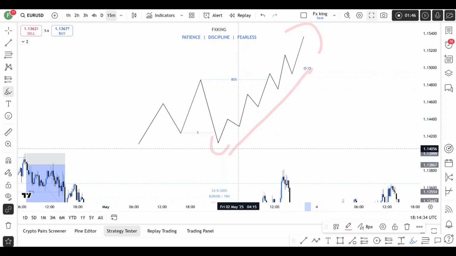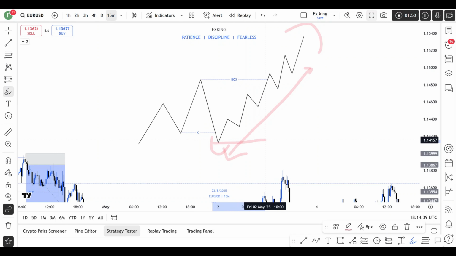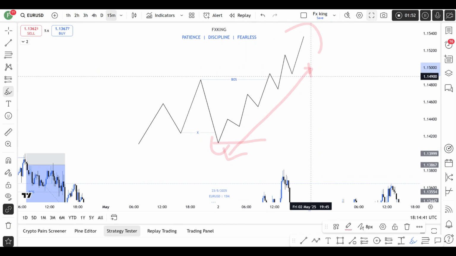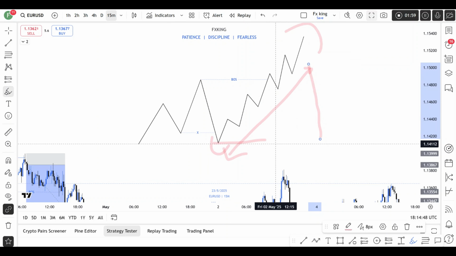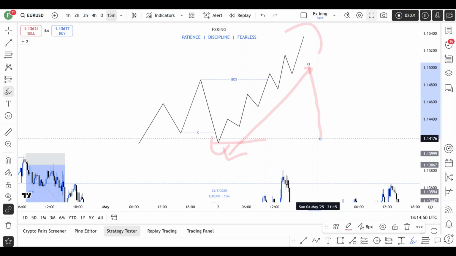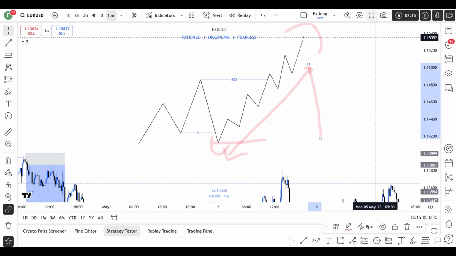If I'm looking for a POI, I'm looking for a POI within this zone, and I know that this is my protected low. I'm not expecting price to push below this low here, because why? This is my protected low, right? The only time price is allowed to push below here is when we have a change of character. Now there are also some exceptions where price might wick below this low, which will not be a change of character, right? So now we have our trading range.